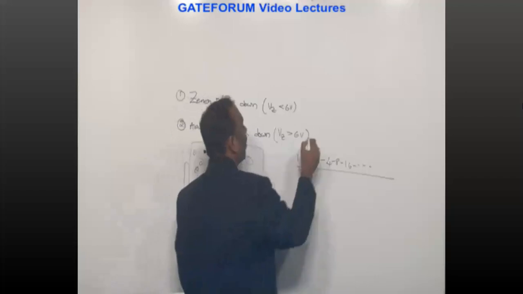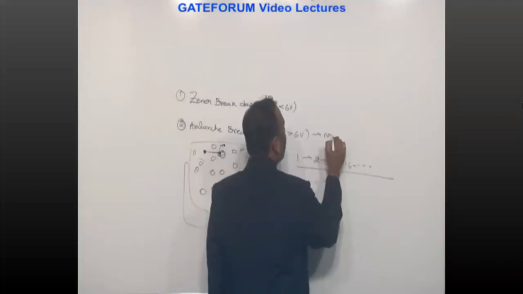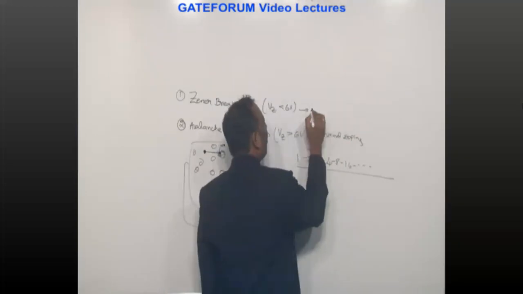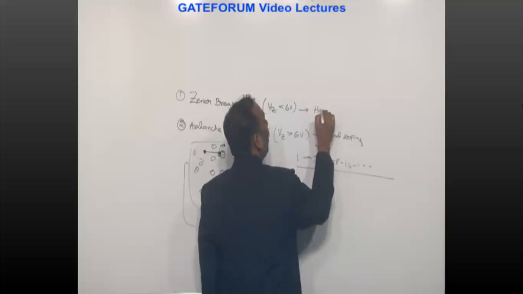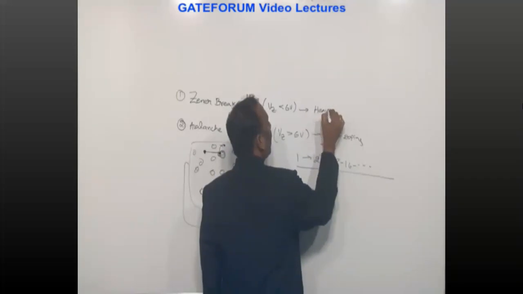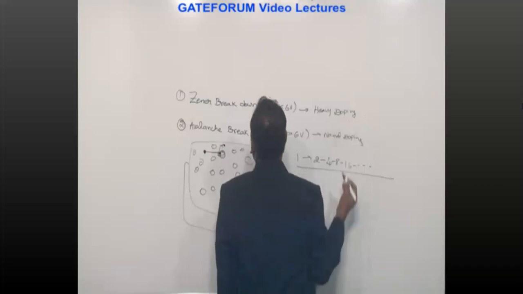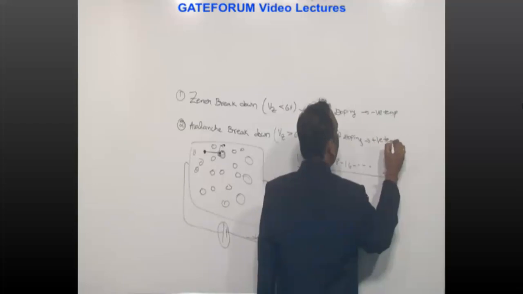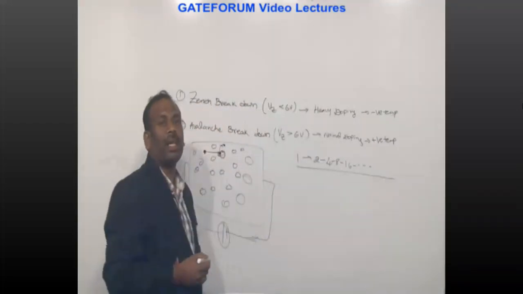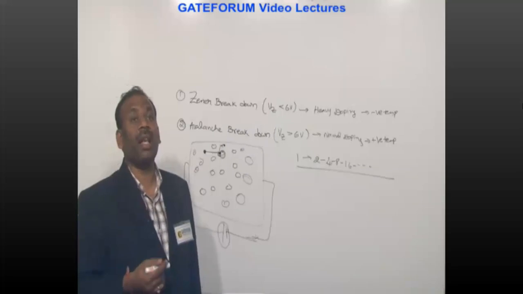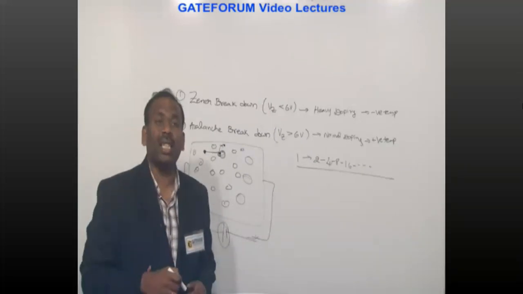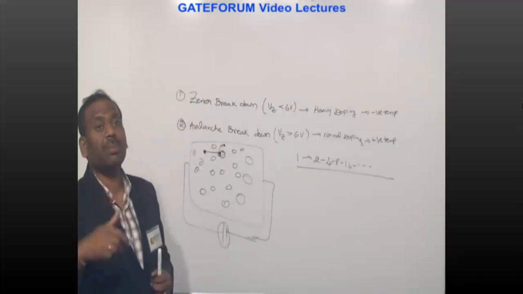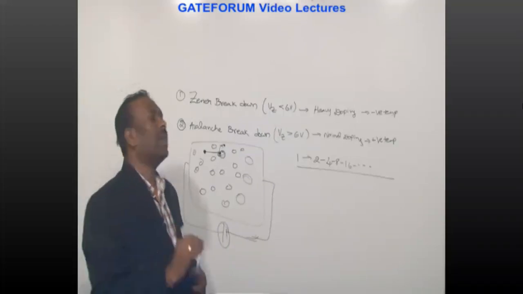For avalanche breakdown to happen, normal doping is sufficient. Whereas for Zener breakdown to take place, we require very heavy doping; a heavily doped diode is required. Zener breakdown has a negative temperature coefficient, while avalanche breakdown has a positive temperature coefficient. Negative temperature coefficient means the breakdown voltage decreases as the temperature increases. Positive temperature coefficient means as temperature increases, breakdown voltage also increases. Clear? We saw these things in yesterday's session.